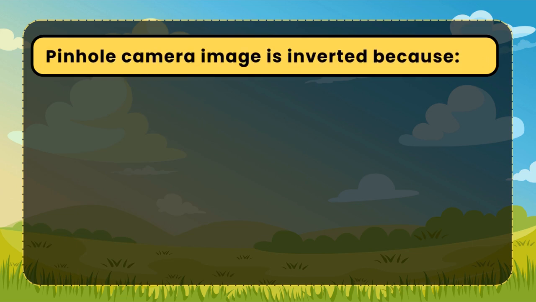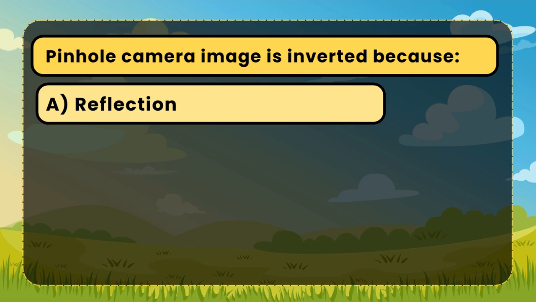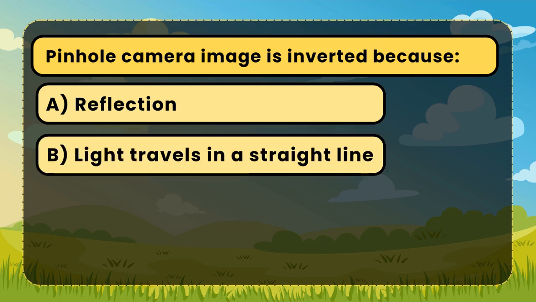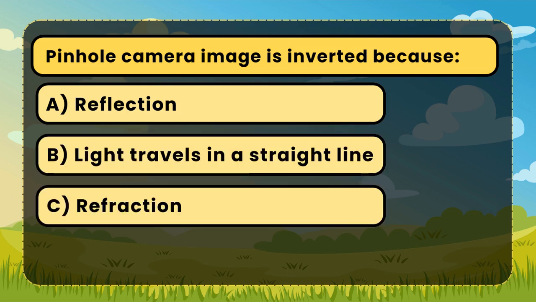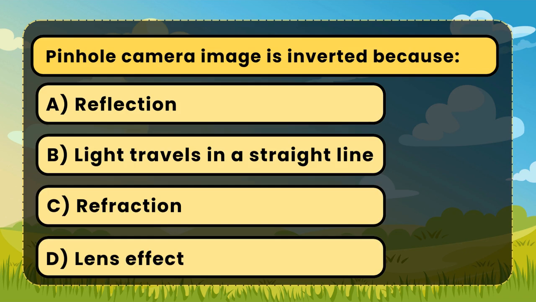Pinhole camera image is inverted because A. Reflection, B. Light travels in a straight line, C. Refraction, D. Lens effect. The correct answer is light travels in a straight line.